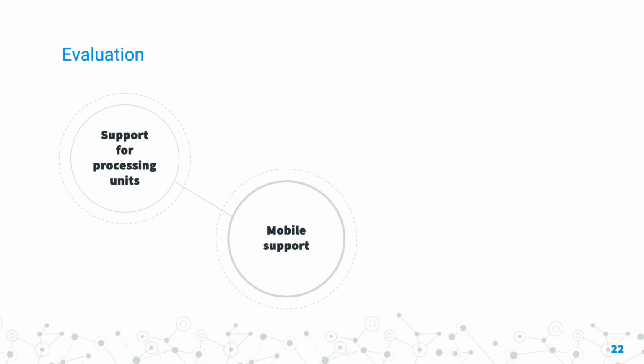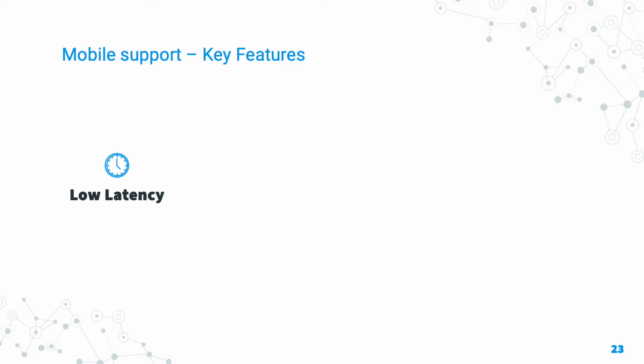The second evaluation that we're going to touch on is the one on mobile support. Mobile support is an important aspect of large-scale machine learning because a lot of the models are running on consumer devices and are related to consumer information.